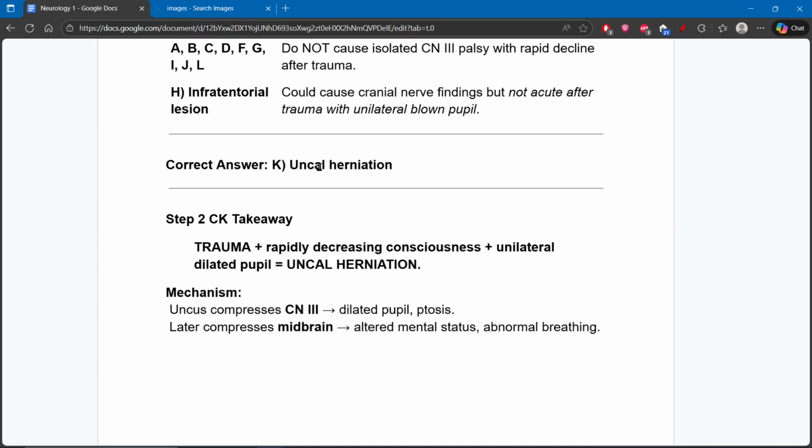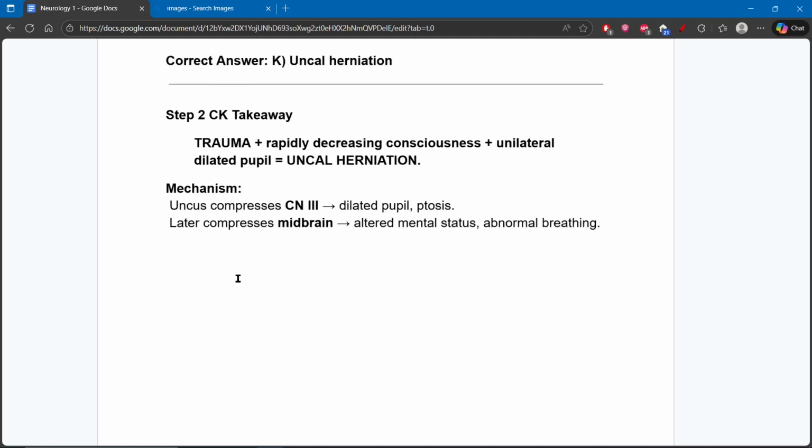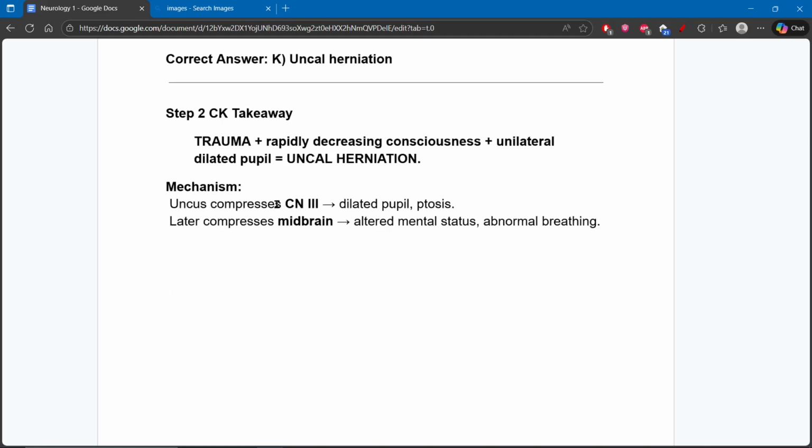So the correct answer is uncal herniation, and trauma plus rapidly decreasing consciousness plus unilateral dilated pupil is uncal herniation. The mechanism is the uncus compresses the cranial nerve 3 and gives a dilated pupil and ptosis, and later compresses the midbrain, which gives us the altered mental status and abnormal breathing.